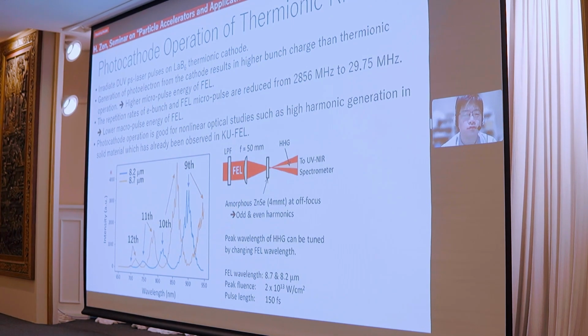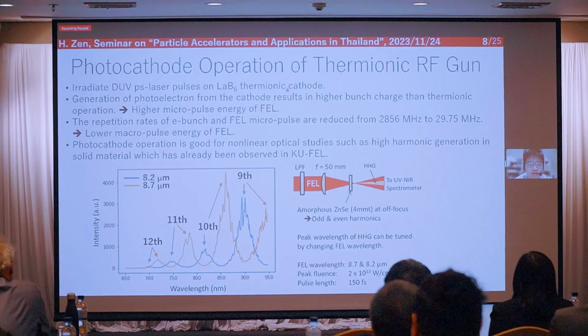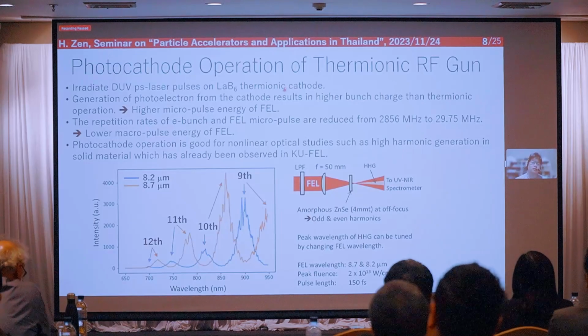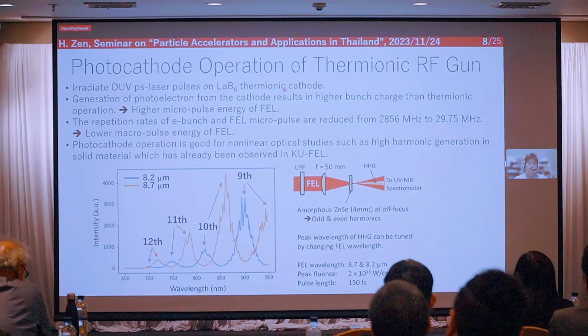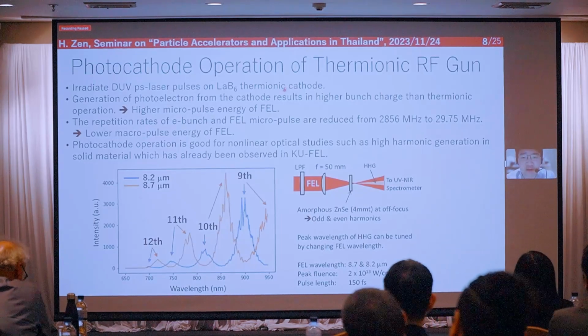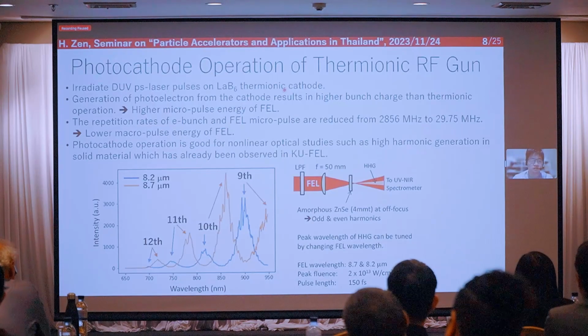And when we irradiate DUV picosecond laser pulses on the cathode of the photocathode RF gun, we can generate photoelectrons from the cathode, and we can get higher bunch charge than in thermionic operation. This leads to the higher micropulse energy of the FEL.